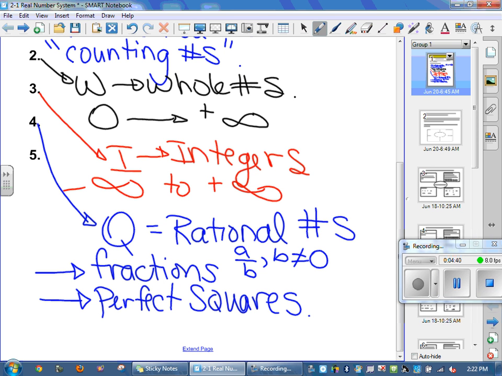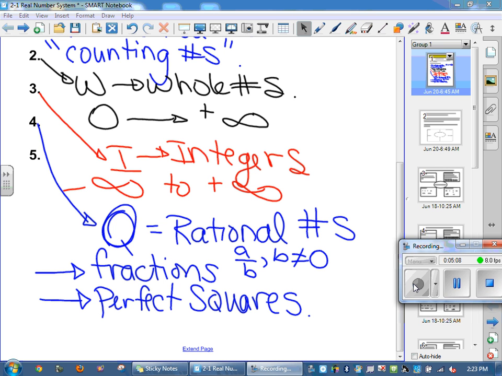So A is the top, B is the bottom. Now, that's fractions. Since I can put it into a fraction, what does that fraction line mean? Divide. Now, what is the answer of dividing? It's called the quotient. That's where the Q comes from. So rational numbers can all be put into fraction form. So that's where the letter Q comes from. Okay?